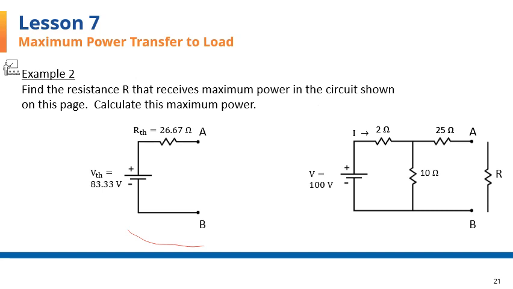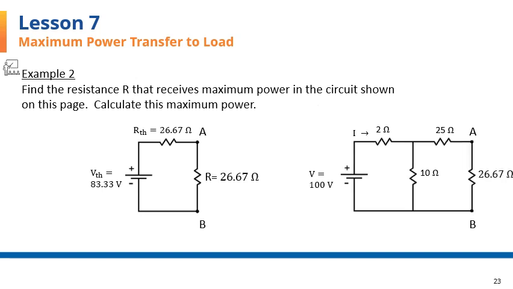However, since for this example we also need to find the power delivered to R, we need to use the whole Thevenin equivalent circuit, including the equivalent voltage source, to be able to do that. Placing R between points A and B of the Thevenin circuit on the left, let's set R equal to 26.67 ohms for maximum power. Next slide has the calculation of the power delivered to this resistor.